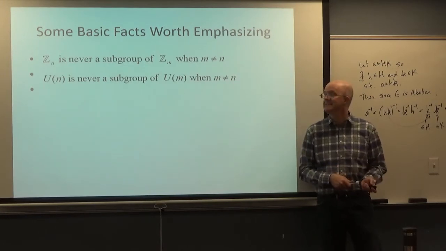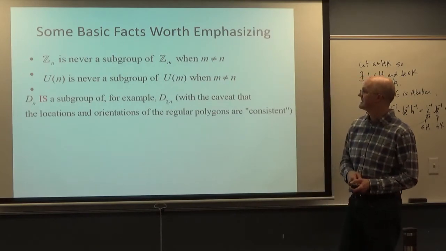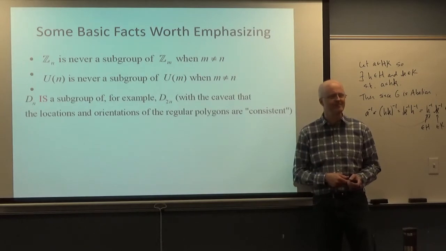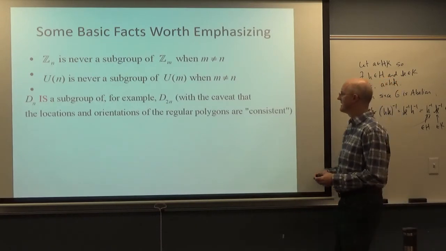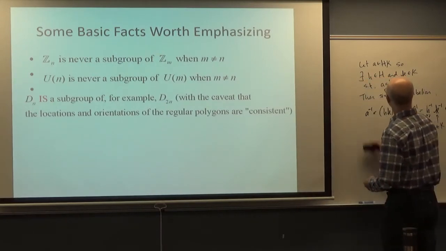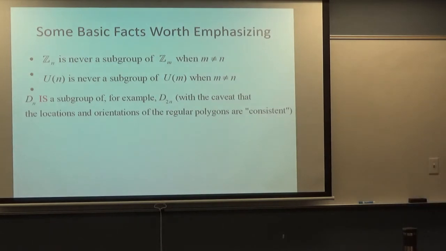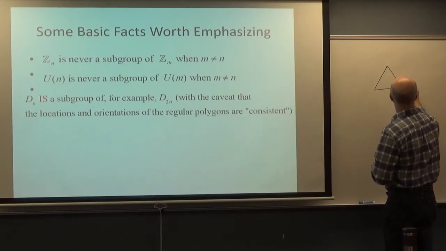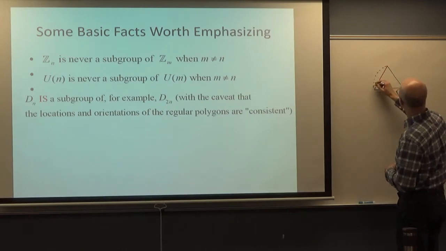However, careful, Dn is, for example, a subgroup of D2n. Well, at least when you make their locations and orientations consistent. What do I mean? Suppose you got an equilateral triangle, and for a little extra emphasis, maybe sitting inside a circle.